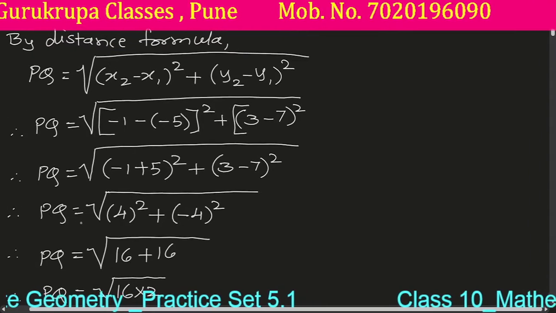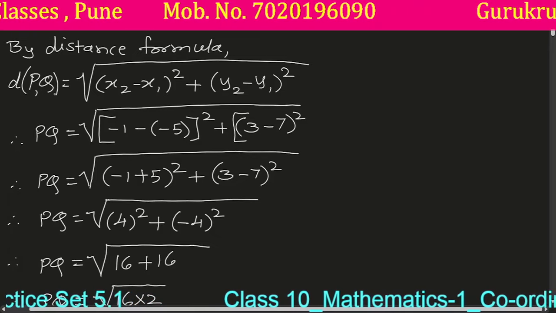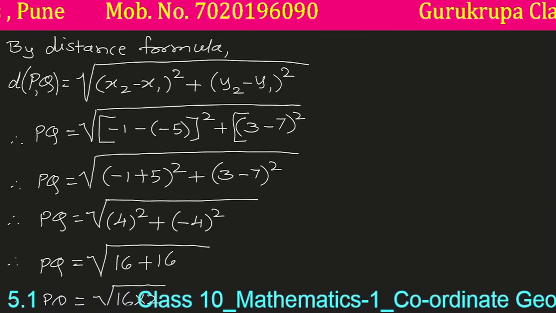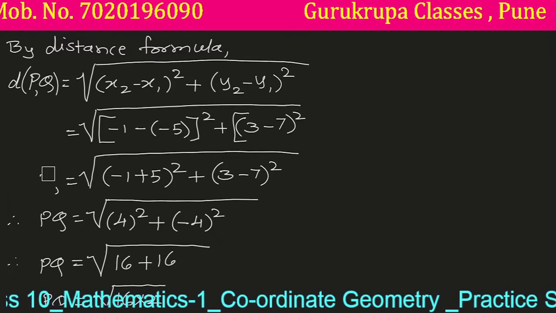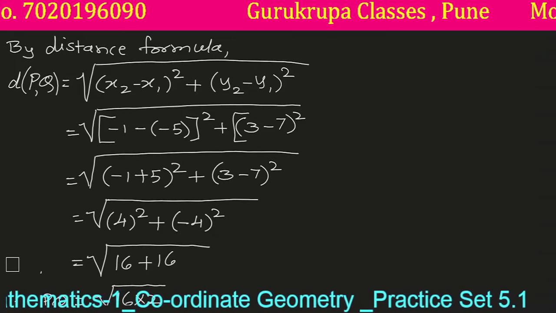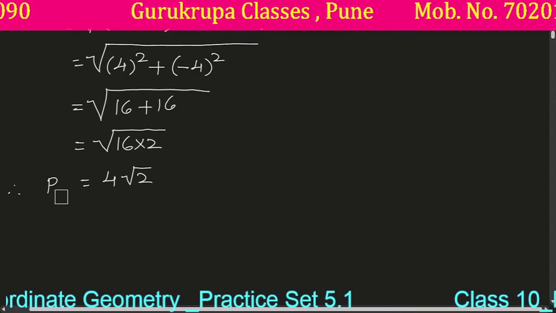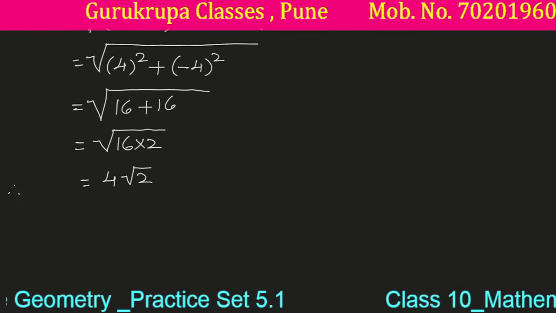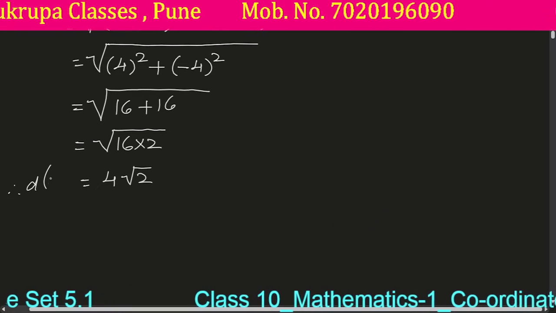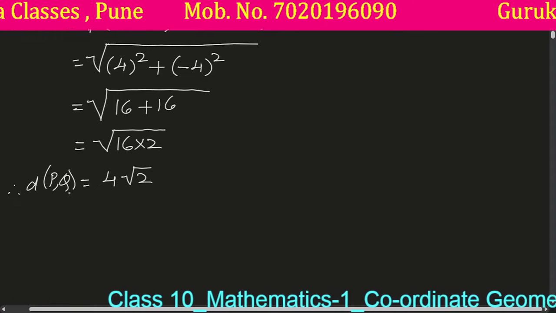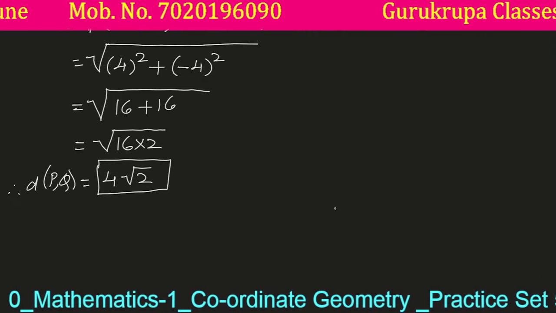So here, the distance between these points, we can write down as D, and there is no need to write PQ every time. Where we get the last answer, only in that step we can write down D for distance. D(P, Q), the distance between points P and Q, is 4√2.